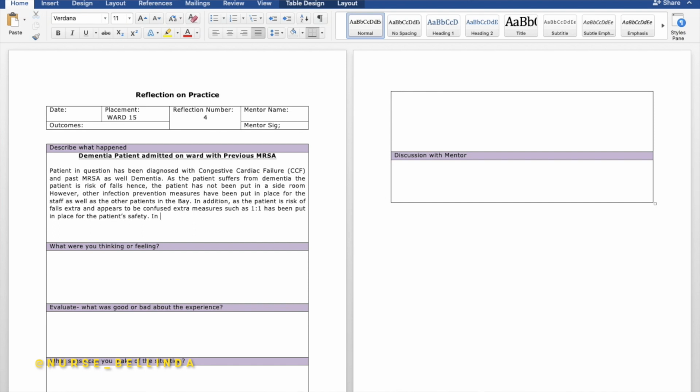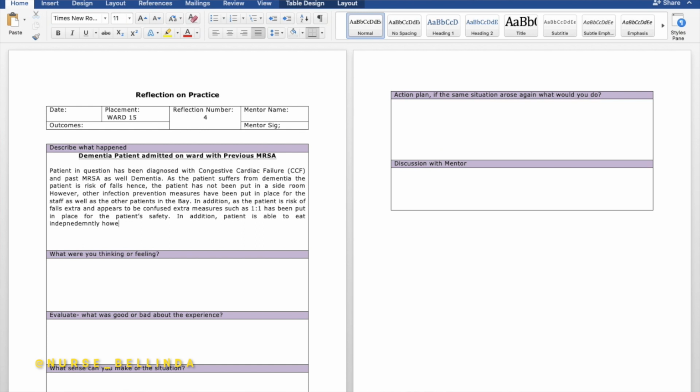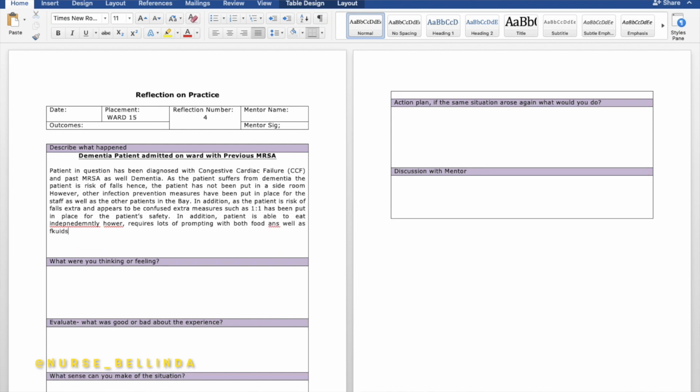And then also I'm going to be including, in addition, patient is able to eat independently, however requires lots of prompting with both foods as well as fluids. So that is overall the history of the patient.